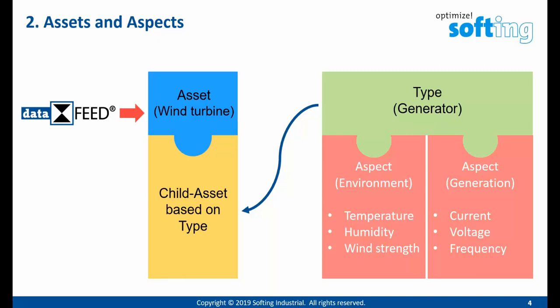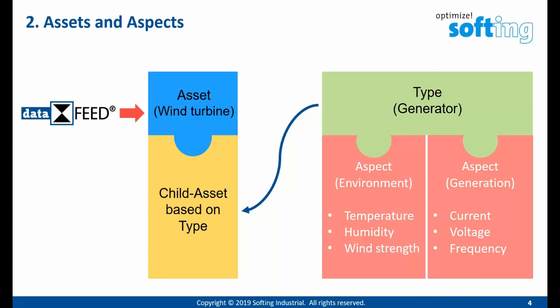I will quickly explain how this is configured. I will start with configuring the aspect. So I have to create a new aspect called environment, and I have to specify my variables, which is in my case temperature and wind strength. I will then generate a new type. I will create a new type called generator, and I have to link my aspect with the type.